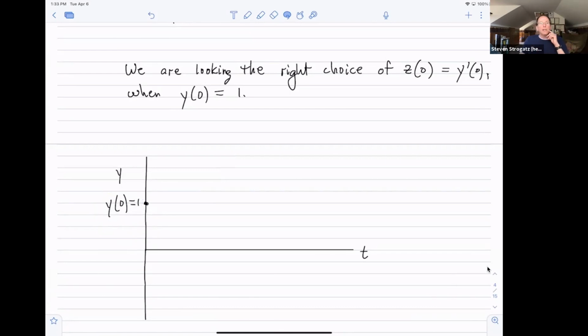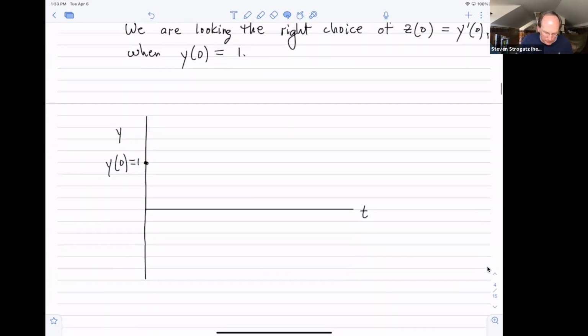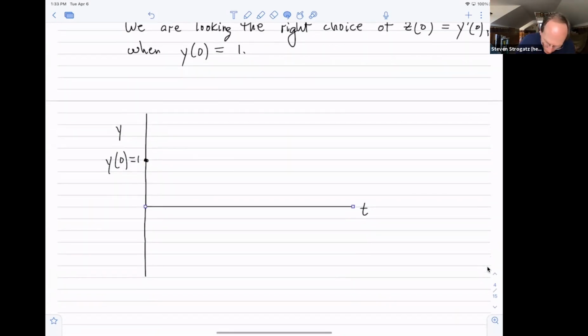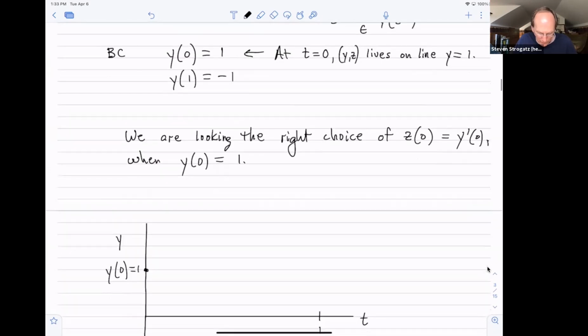We start there. And then what's supposed to happen? We're supposed to end up at time 1, we're supposed to end up down here. Right? We want it to be that y at time 1 is -1, if I've remembered my boundary conditions correctly. Yes.